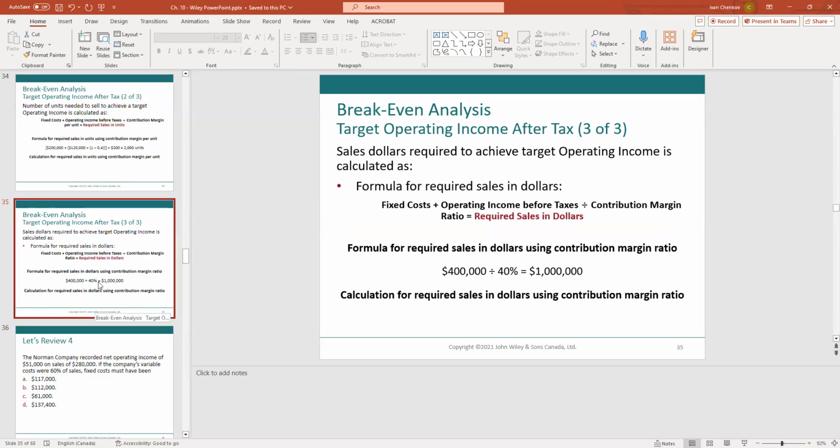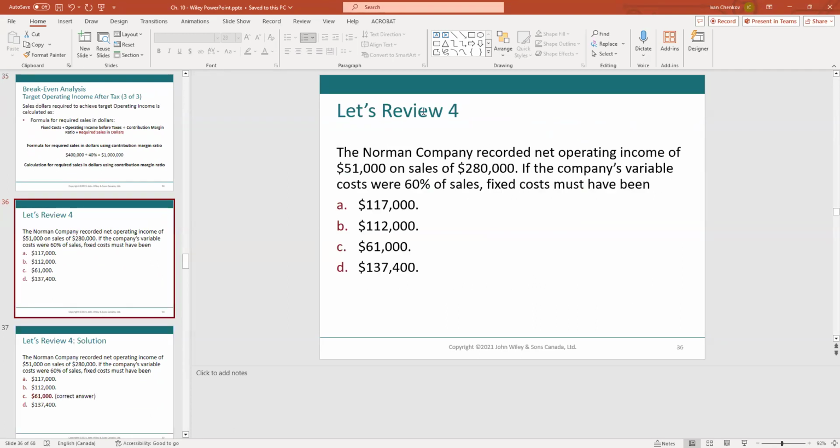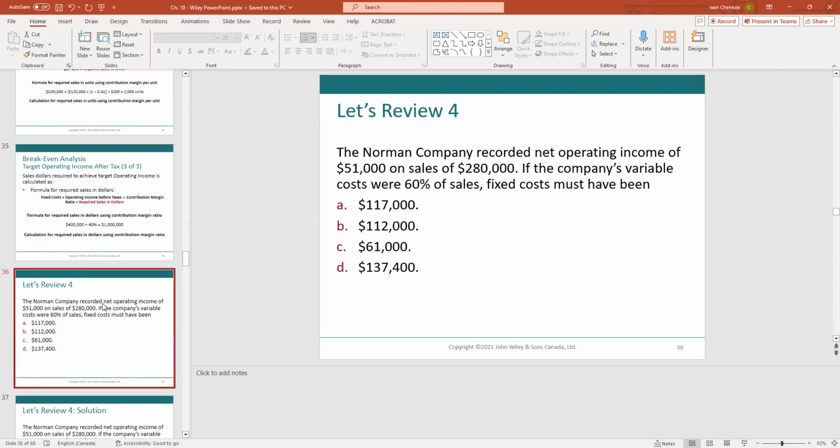So what you have to do first is get the income that you want, and the income that you want has to be after the taxes. So let's see this question. This company recorded net operating income of 51 on sales of 280. If the company's variable costs are 60% of the sales, how much is the fixed cost?